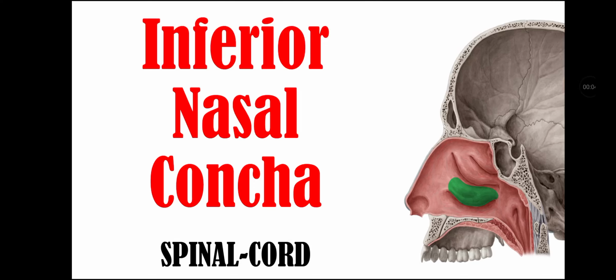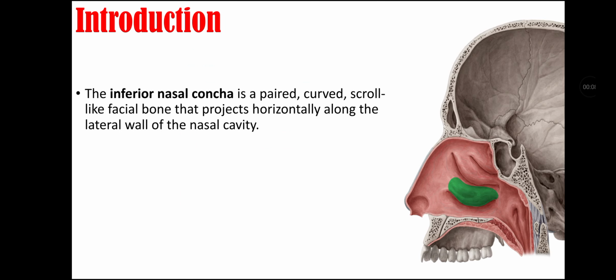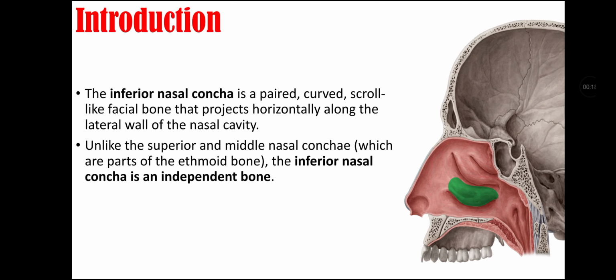Today we are going to talk about inferior nasal concha. So let's start our topic with introduction. Inferior nasal concha is a paired, curved, scroll-like facial bone that projects horizontally along the lateral wall of nasal cavity as you can see in the diagram.